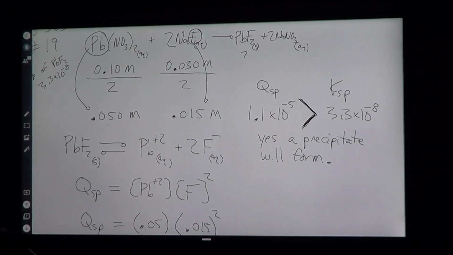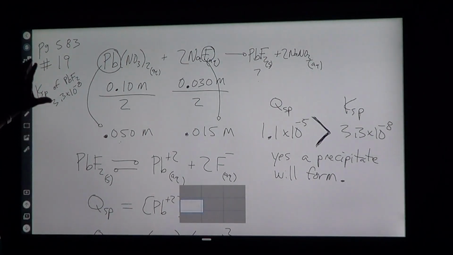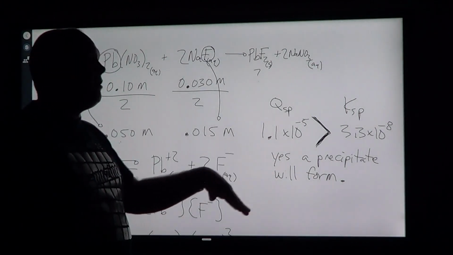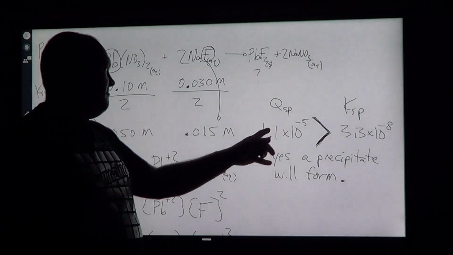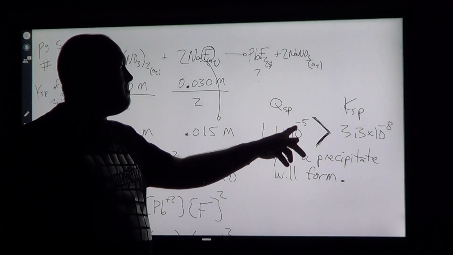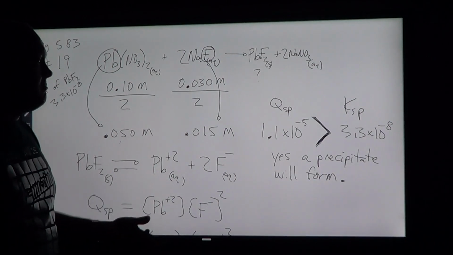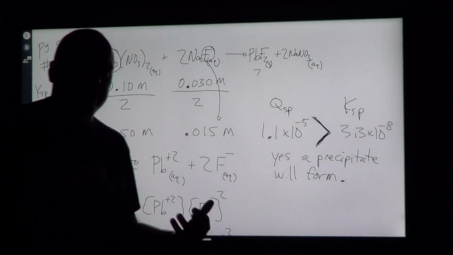And so this is how to use your solubility product to prove whether a precipitate will form or not. If your QSP was a smaller number than that, then you would say no, a precipitate will not form because the solution is unsaturated.